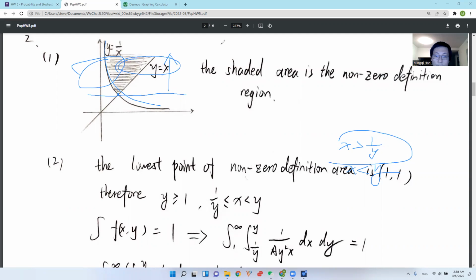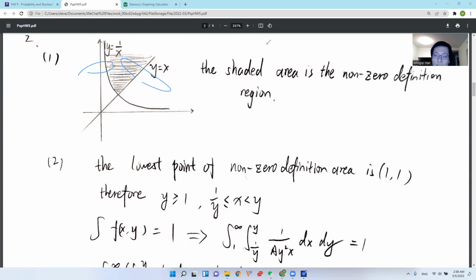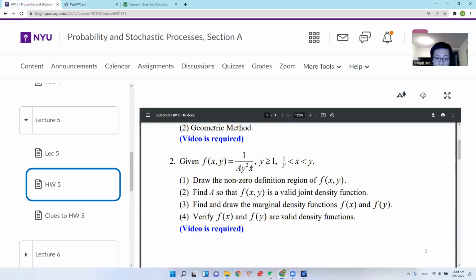So the intersection between the two parts that we talked about is this part, and the shaded area is the non-zero definition region. And for part 1, it's solved.